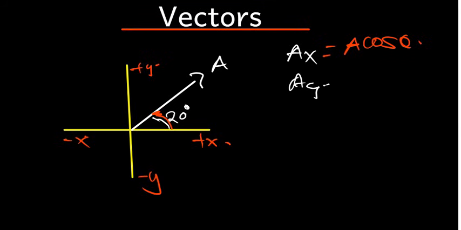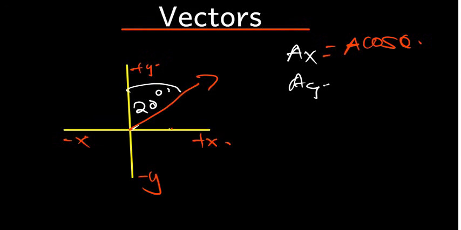Okay, and let's say that we have a vector where the angle is here, 20 degrees. Which angle are we going to use to resolve this vector? Remember, we get the angle from positive x until it touches the vector. From this point here all the way to this line, it is 90. So we say 90 minus 20, which is 70. Meaning that the angle is going to be 70 degrees.